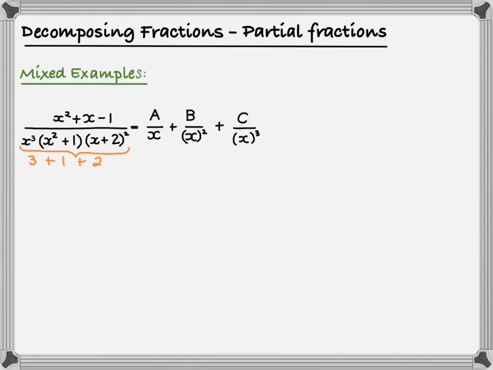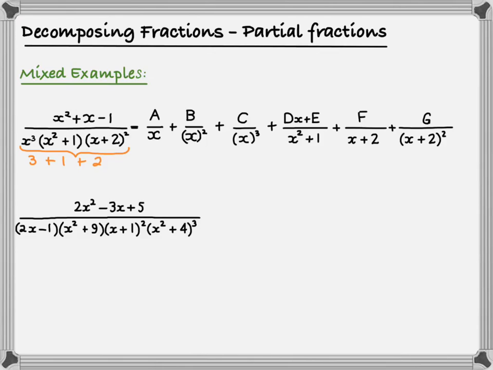Next we'll have a fraction with denominator x squared plus 1, and since x squared plus 1 is a second degree expression, the numerator must be a first degree expression, say dx plus e. The last 2 fractions will consist of a fraction with denominator x plus 2 and a fraction with denominator x plus 2 squared. Since x plus 2 is linear again, the numerators of each of these fractions must be constants, say f and g.